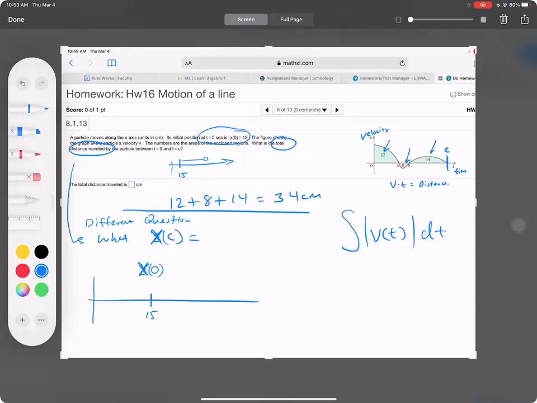What happens next? Well, we go to A. Don't we add 12? Plus 12. We added 12. So now the particle went all the way up to 27. What happens after that? It turns around and goes back 8. So if you go back 8 from 27, we're at 19 now. So we minus 8.